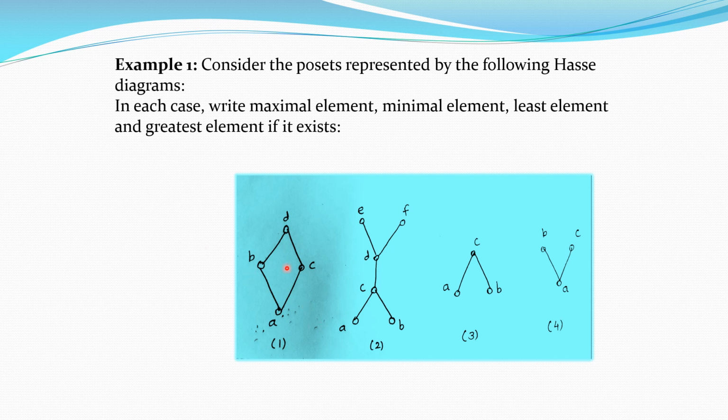Now in the next diagram, the poset contains the elements A, B, C, D, E, F. So this is the set on which the relation is defined. Now first see maximal and minimal elements. Maximal element means upward journey is not possible from that element. So here if you observe E and F, from E and F upward journey is not possible. So they are maximal elements. And minimal elements are the elements from which downward journey is not possible. So minimal elements are A and B. Now, there are two maximal and two minimal elements in this case.